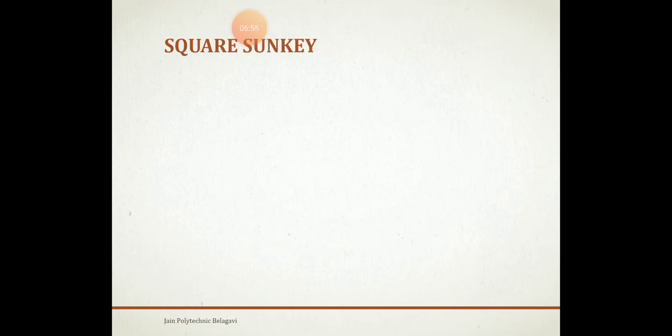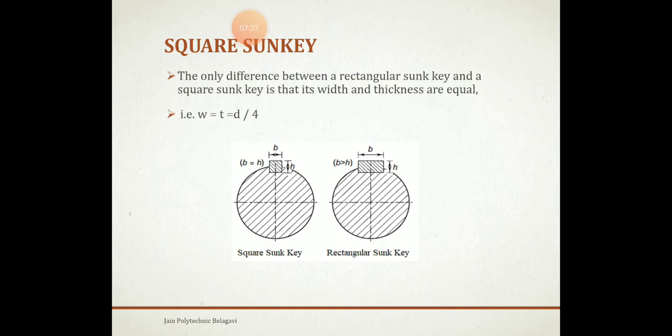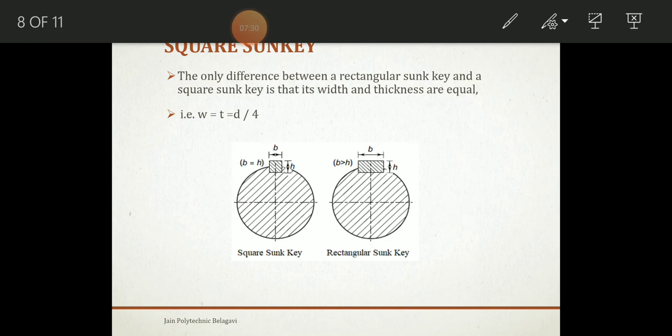Next is the square key. The only difference between the rectangular key and the square key is that in the case of the square key, width and thickness are both the same. That is, if W is 6, then T is also 6. Whereas in the case of the rectangular key, width is greater than the thickness. That is the only difference between the rectangular key and the square key. Here you can see that I have written W, that is width, and T, they both are equal, and it is given by D by 6.